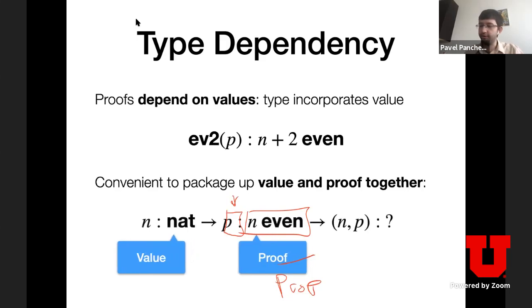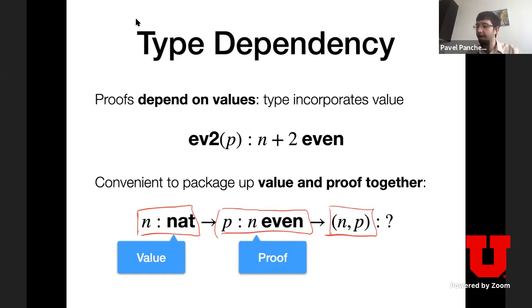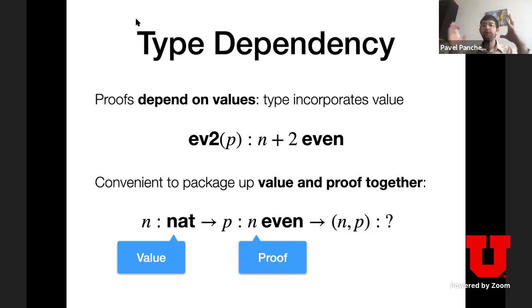So what we'd have is more something like this. We'd have some n, which is a natural number, and some p, which is some proof. And then we'd make that pair of n and p. And so we'd like to keep this sort of pair of value and proof together in one place. What type does this pair have?